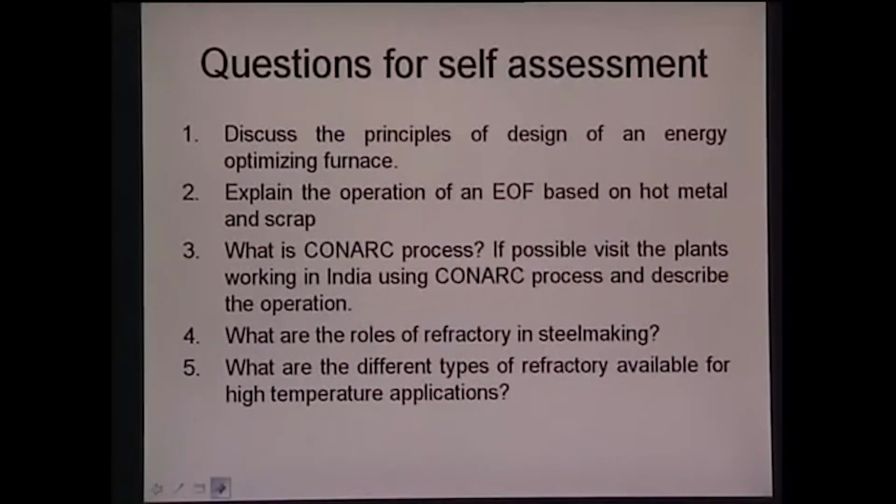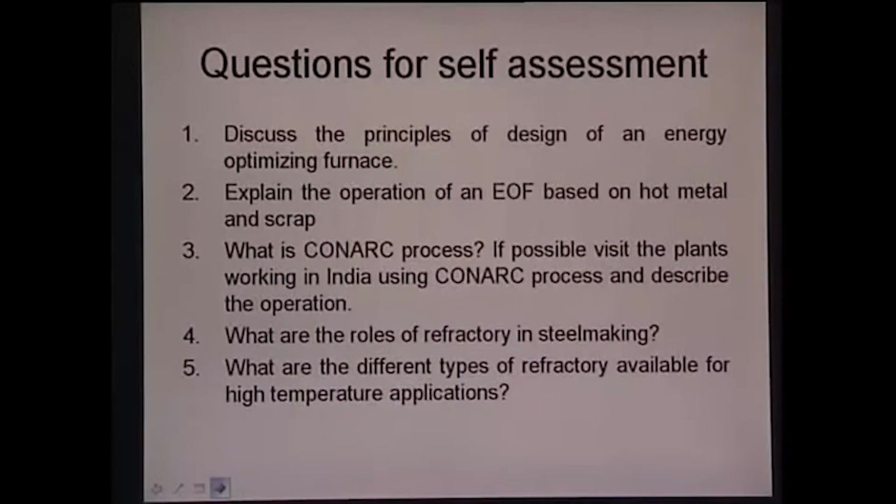This is just a suggestion: if possible, visit the plants working in India. I already said there are 2 or 3 plants that are working in India under the Konark process. Please visit those plants if the opportunity exists, because you will learn more, and Konark may be the future of steel making.